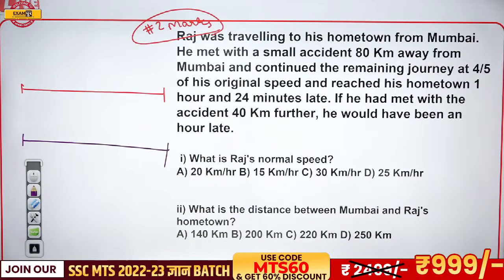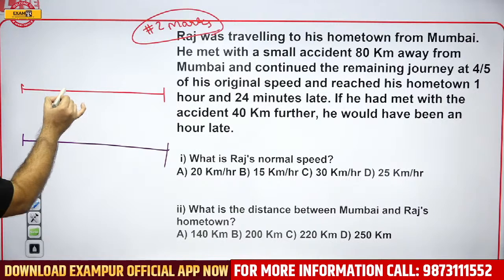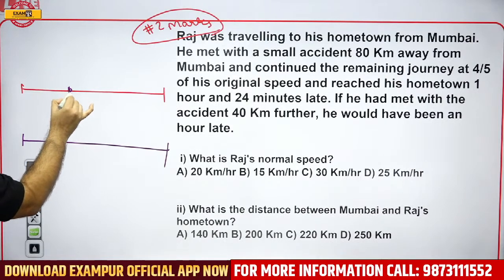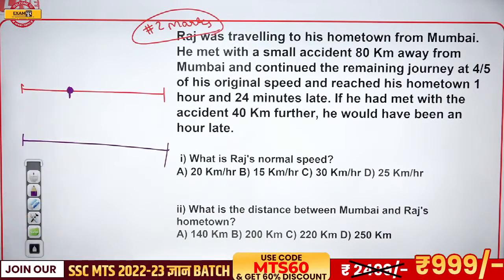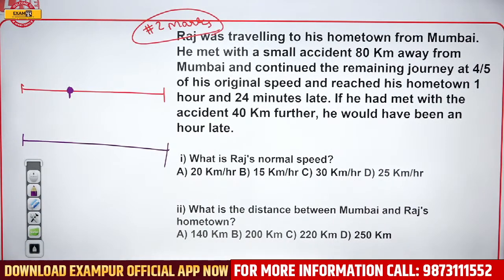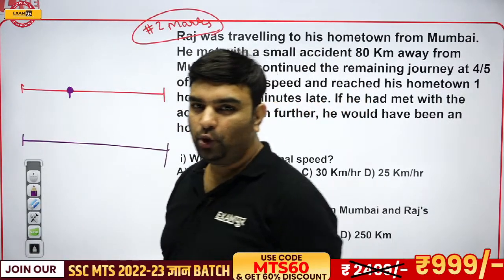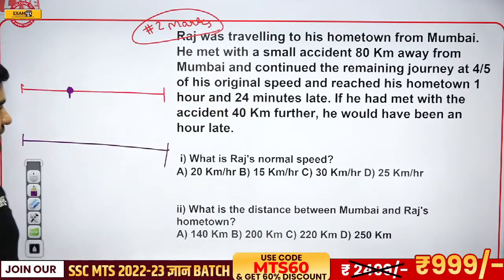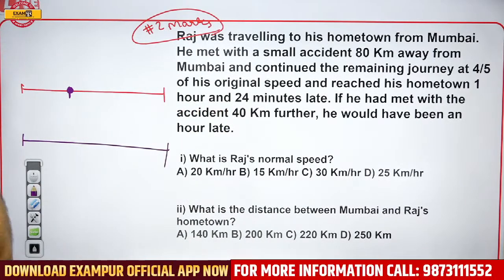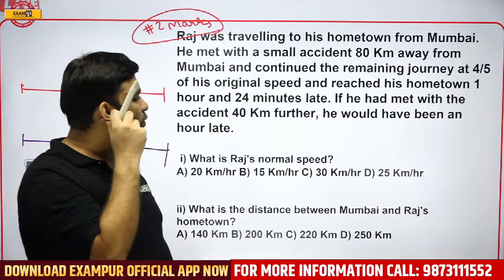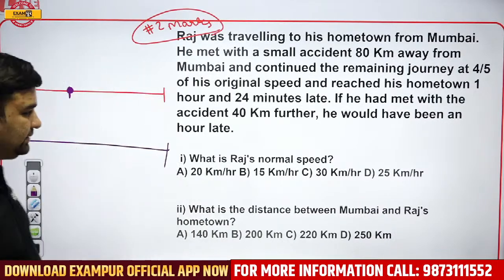Raj was traveling to his home from Mumbai. He met with an accident 80 km away from Mumbai. Initially he had an accident over here and continued the remaining journey with 4 by 5 of the original speed, and becomes 1 hour 24 minutes late.